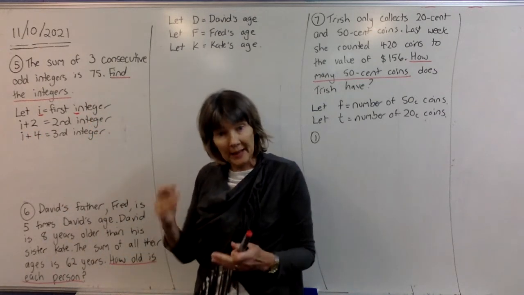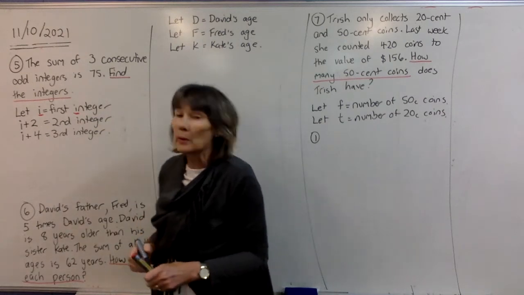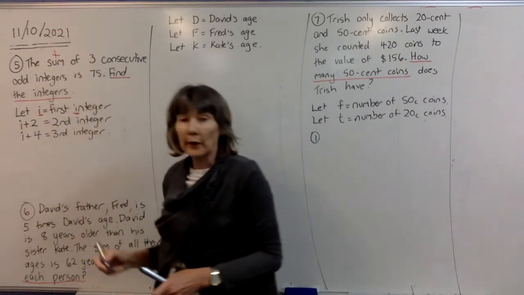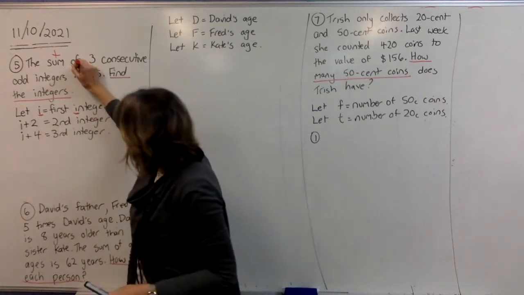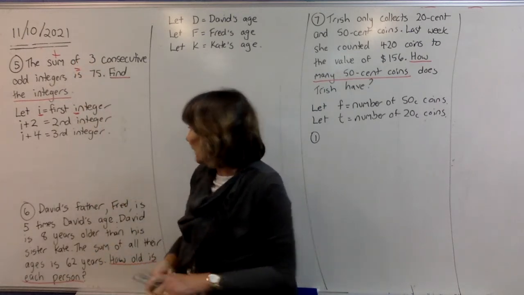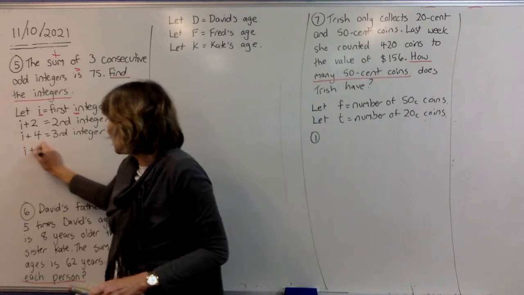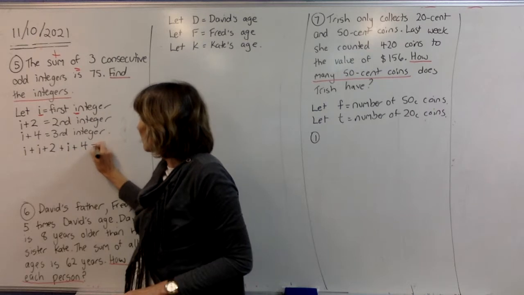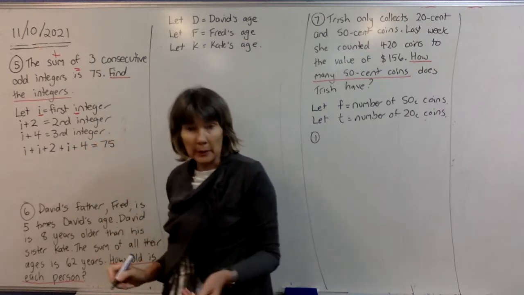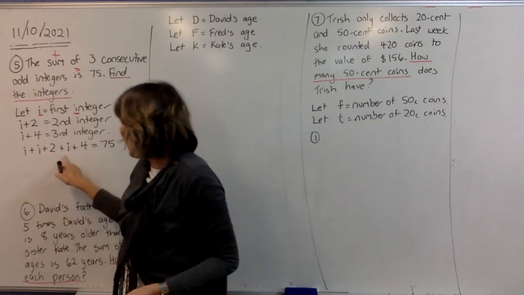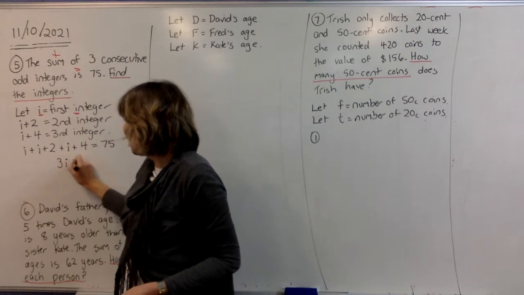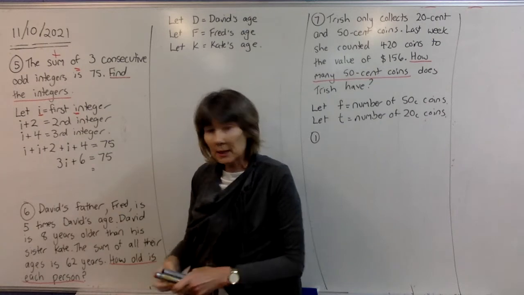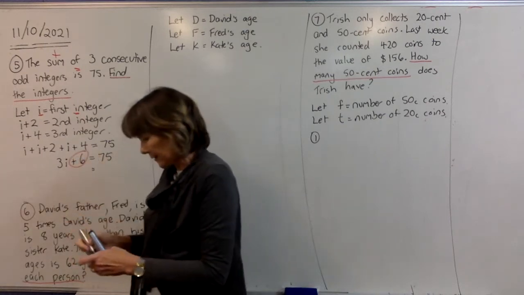So now we've done our let statements. We're now going to look at what they've told us. The sum of these 3 consecutive integers is 75. So let's add them up. We have I plus I plus 2 plus I plus 4 equals 75. Now we're going to solve our equation. Collect your like terms, and we have 3I plus 6 over here. Now we want to get rid of our 6 by subtracting on the other side.